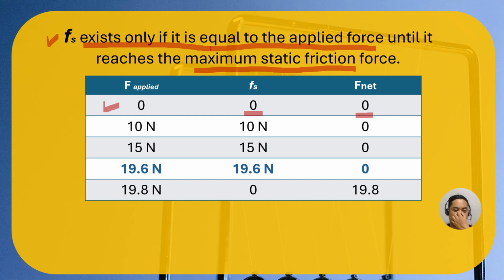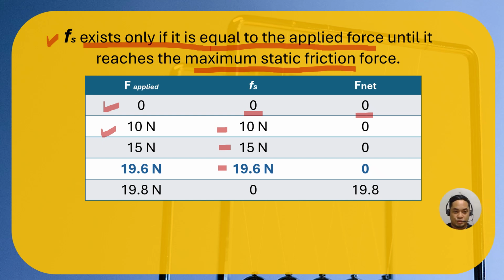Going back to the table, if a 10 Newton force is applied, we have also 10 Newton static friction force. Remember, your Fs is always equal to the applied force, but in the opposite direction. So if it's positive here, it's better to put negative in these values, meaning it's just the direction. Don't be afraid of this sign because it talks about the direction.